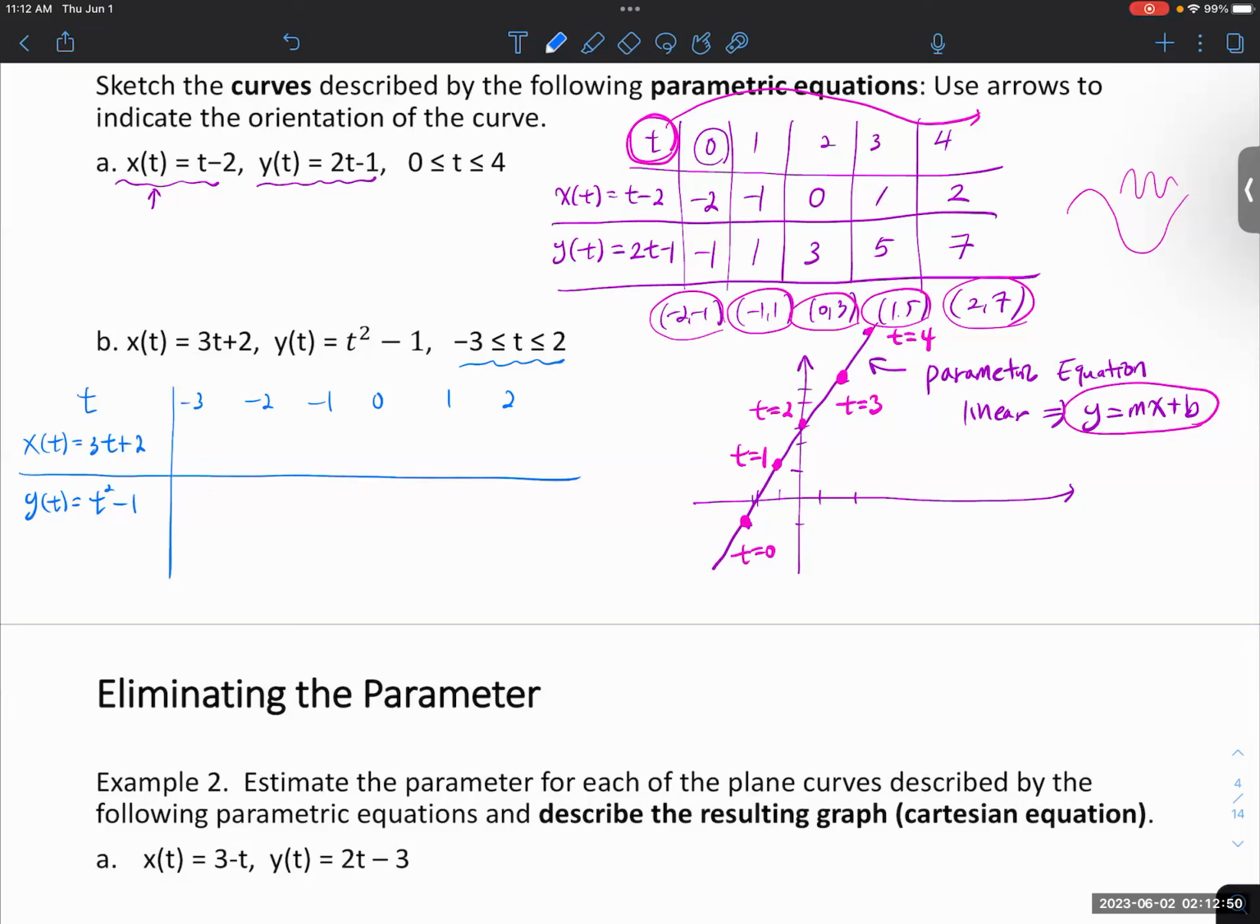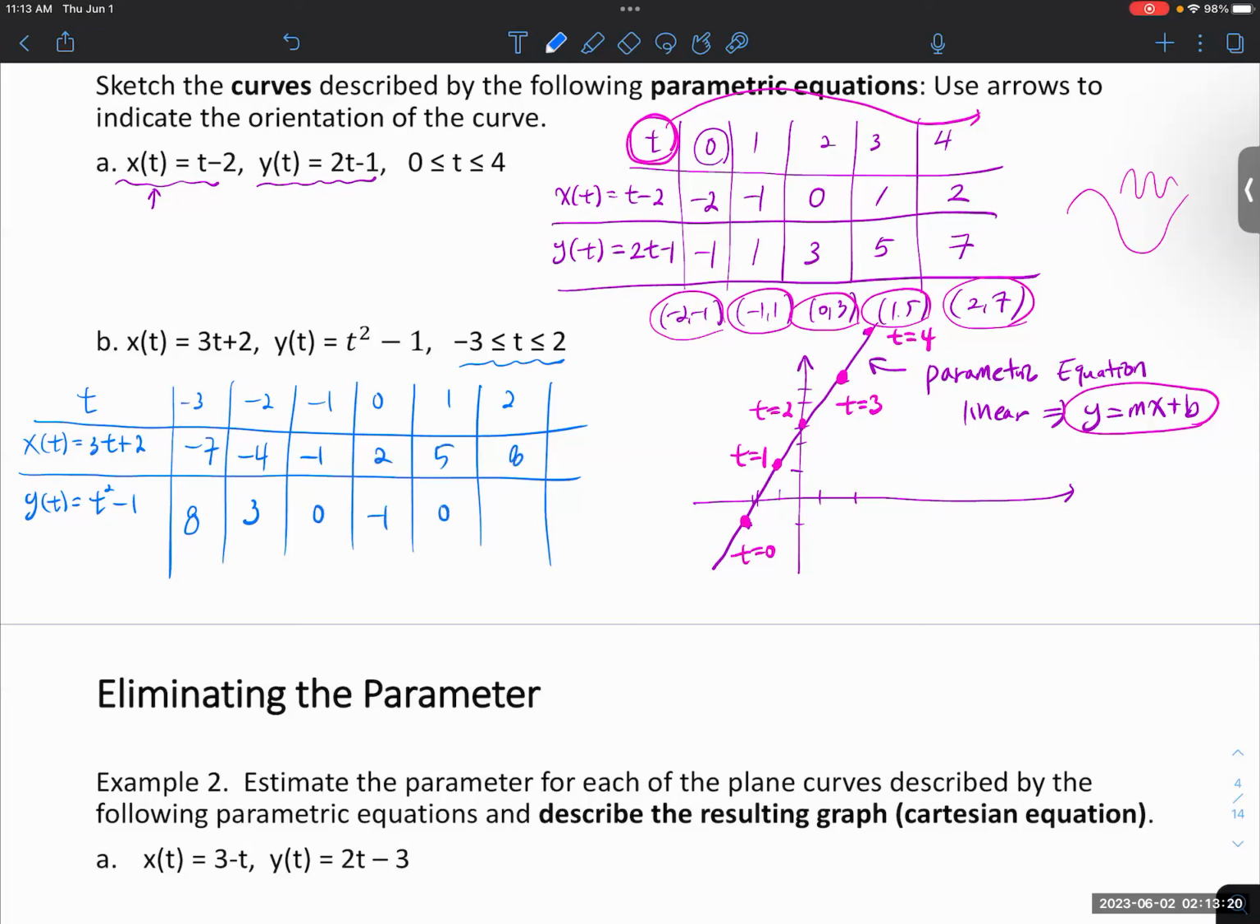So you see that we can fill out the table. Let's take a look at the table and fill it out. You can simply plug in -3 times 3, -9 plus 2, so -7. And if you plug in -3 to the y function, it's going to be 8. You can quickly calculate all the rest of the empty boxes. This is -4, 3. This is -1, 0. This is 2, -1, 5, 0, 8, and 3.